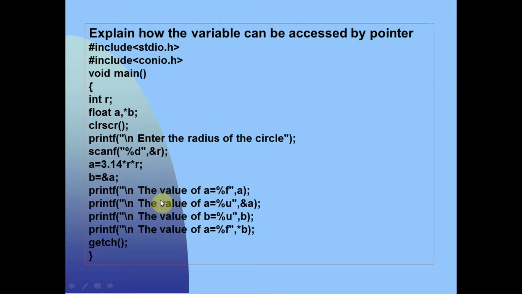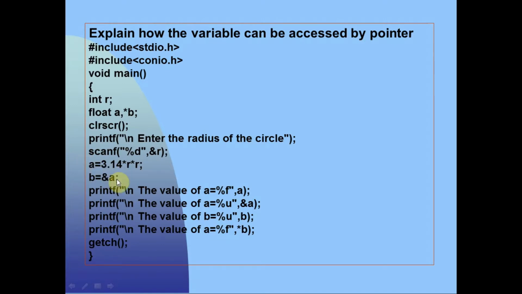Explain how the variable can be accessed by a pointer. Here asterisk b is a pointer variable. First of all, enter the radius of the circle. We are getting the input, and the input is stored into the r variable. So a equal to 3.14 into r into r. The answer is stored into the a variable.